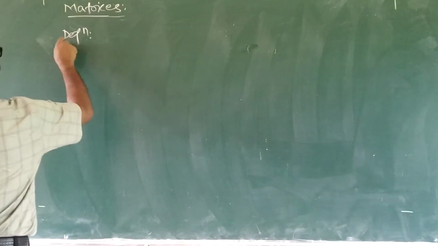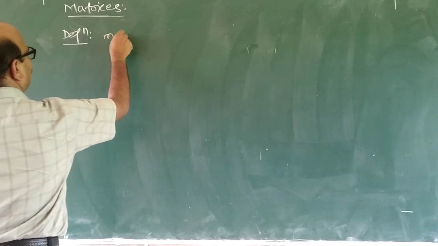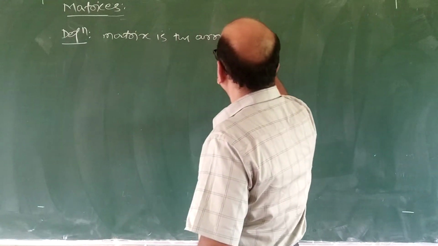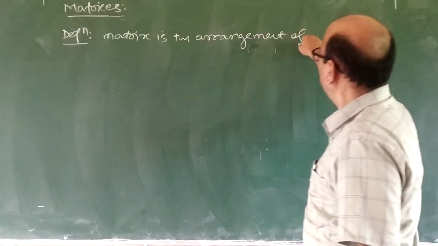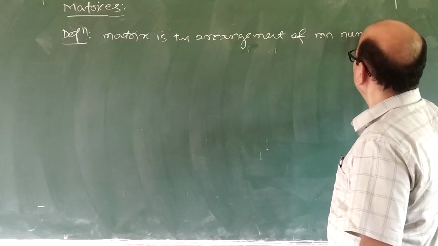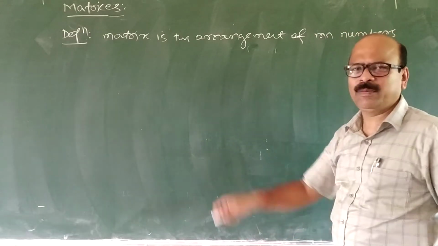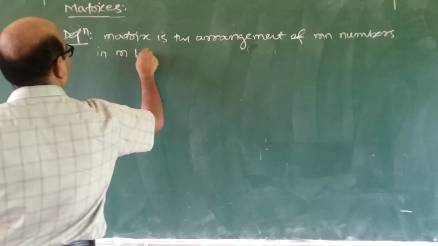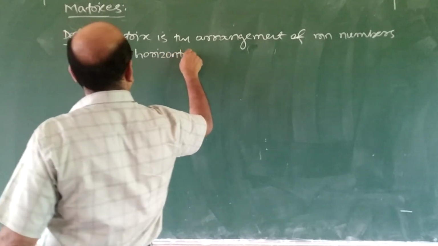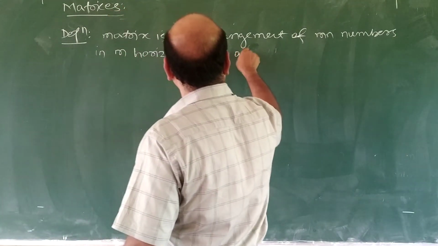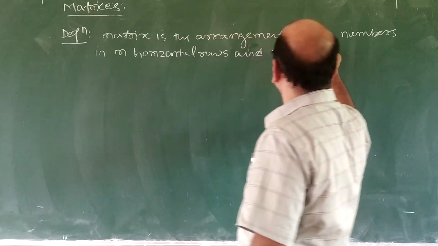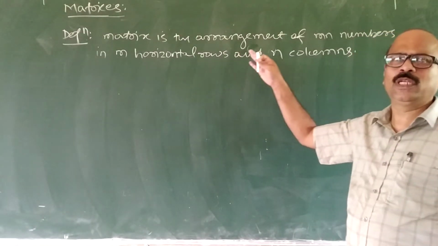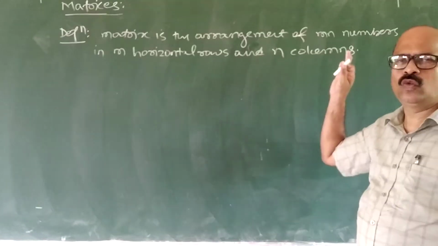Definition. A matrix is the arrangement of mn numbers. Numbers means it may be real or complex, in m horizontal rows and n columns. This is the definition of a matrix. Matrix means it is only the arrangement of numbers. It has no fixed value.